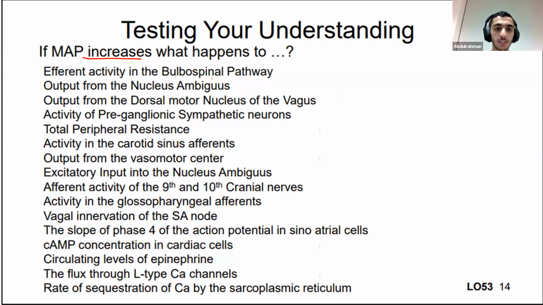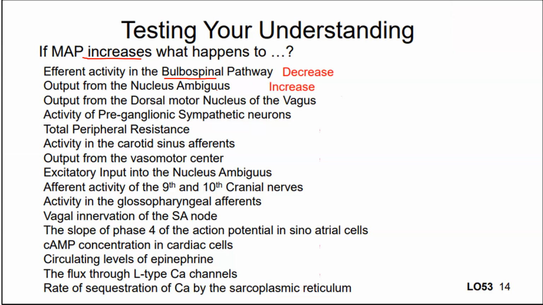The efferent activity in the bulbospinal pathway, increased or decreased? Decrease, correct. It will decrease because we said the bulbospinal pathway is sympathetic, so we want to lower the sympathetic. Next one is the nucleus ambiguus, increase or decrease? Increase, correct. Of course, this is the parasympathetic.